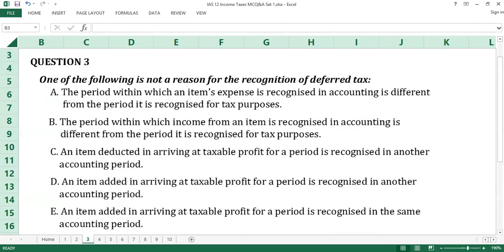Question number 3. One of the following is not a reason for the recognition of deferred tax. A, the period within which an item's expense is recognized in accounting is different from the period it is recognized for tax purposes. B, the period within which income from an item is recognized in accounting is different from the period it is recognized for tax purposes. C, an item deducted in arriving at taxable profit for a period is recognized in another accounting period. D, an item added in arriving at taxable profit for a period is recognized in another accounting period. E, an item added in arriving at taxable profit for a period is recognized in the same accounting period. Your time counts.